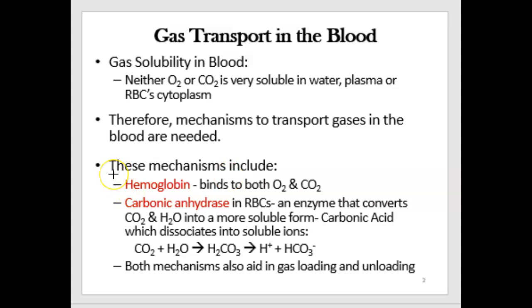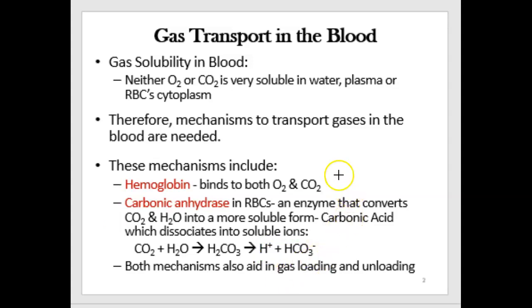And there are two that are the most important. One is a protein called hemoglobin, present in red blood cells, and the other mechanism is an enzyme called carbonic anhydrase, also present in red blood cells. What that enzyme does is convert carbon dioxide into a more soluble form, carbonic acid, which is a polar molecule, so it's soluble in water, but it dissociates spontaneously into two ions.